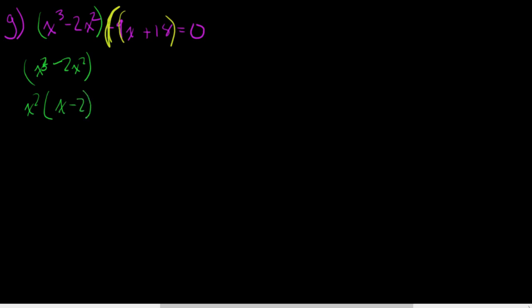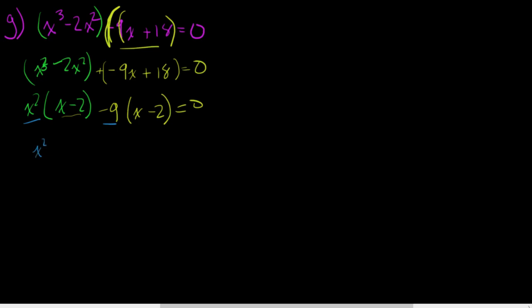And over in this other one, let me just rewrite it. I've got negative 9x plus 18. And I want this to match this x minus 2, so I'm going to go ahead and pull out a negative 9 here. On the inside I'll get x, and then pulling out a negative 9 from the 18 gives me negative 2. So now I can rewrite this. Whenever I take these two and place them together, x squared minus 9, and then they share the x minus 2, so I can write that here.